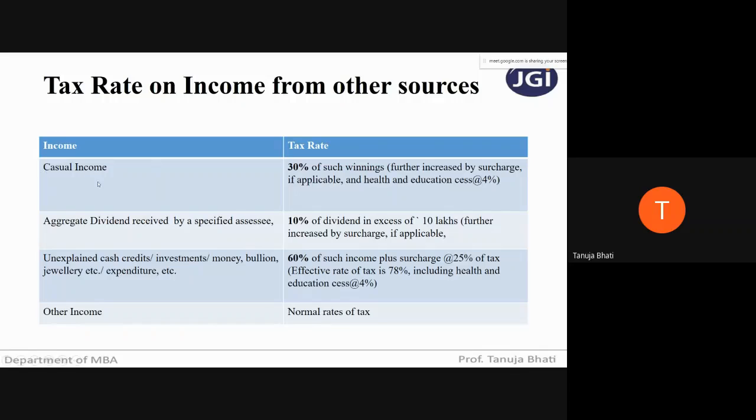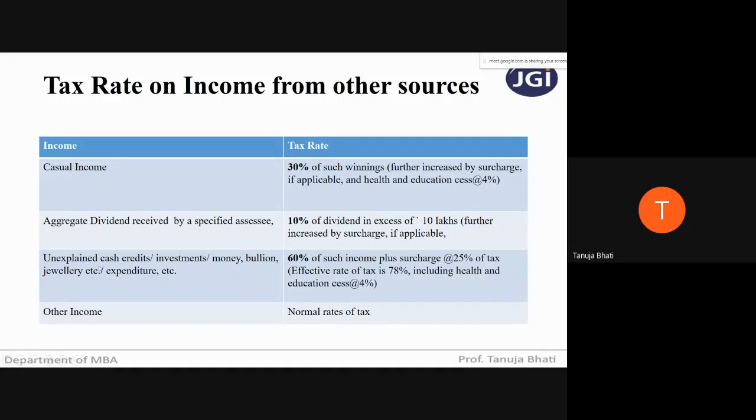So remember, for casual income, 30% of such winnings, or suppose you win a lottery of 20 lakhs, 30% of 20 lakhs will be deducted first as tax and the balance will be given to you. So for casual income, 30% is the tax rate. Dividend: 10% of that dividend, only if it is in excess of 10 lakhs. So if you receive a dividend of more than 10 lakhs, 10% of that dividend will be chargeable to tax. The balance dividend you will get.